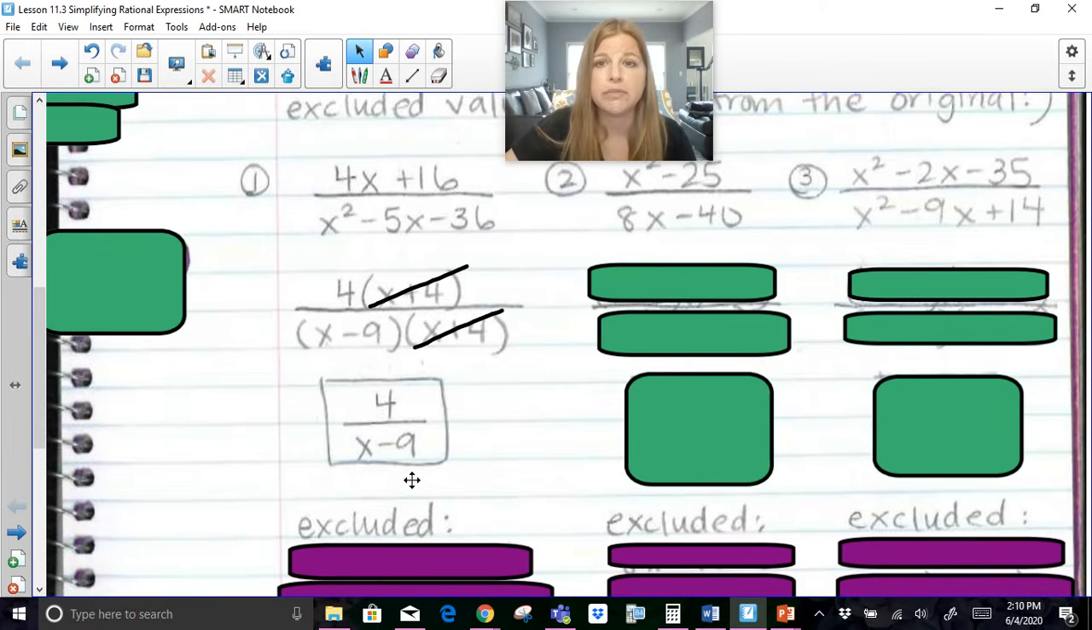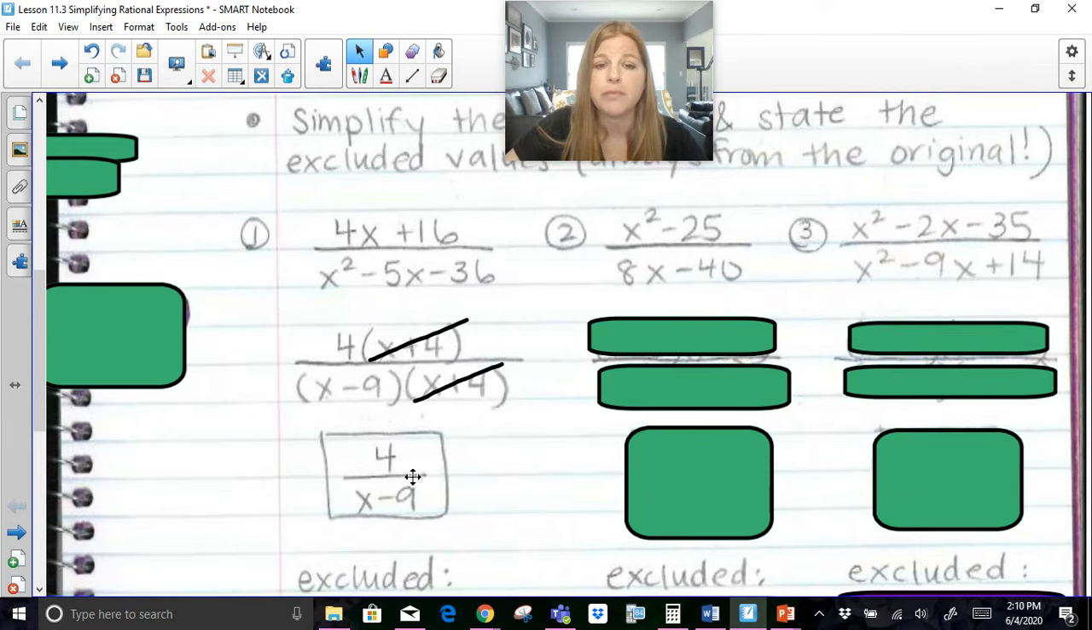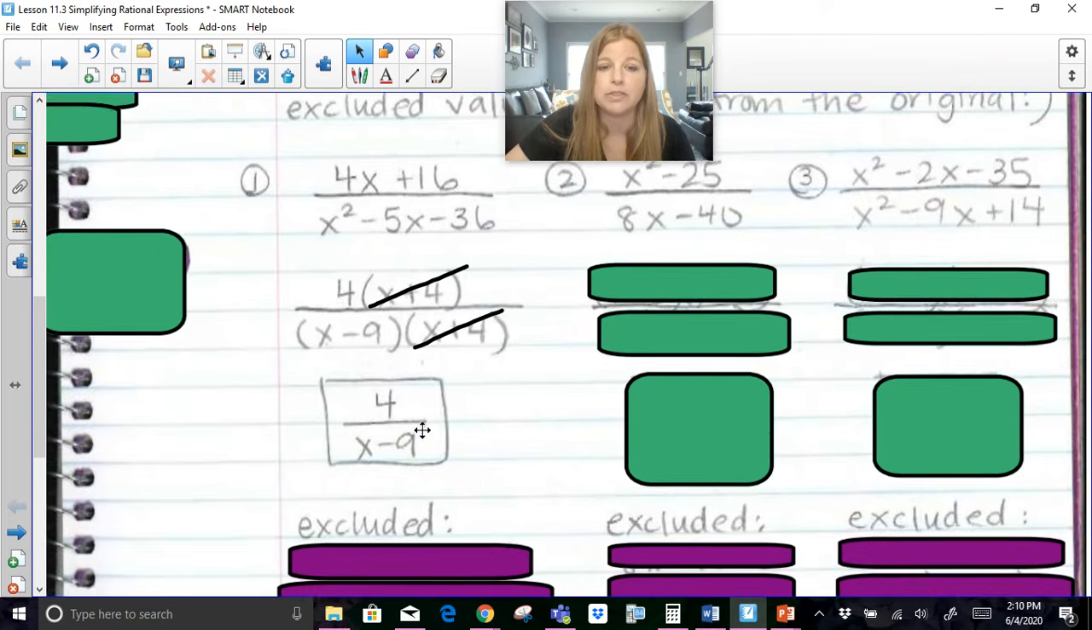Now, the excluded value part, notice it says are always from the original. So I don't do my excluded value from 4 over x minus 9, because that would only give me one little excluded value. I technically have to do it from the original. This is the original denominator, x squared minus 5x minus 36, and we already know in factored form it was x minus 9, x plus 4.